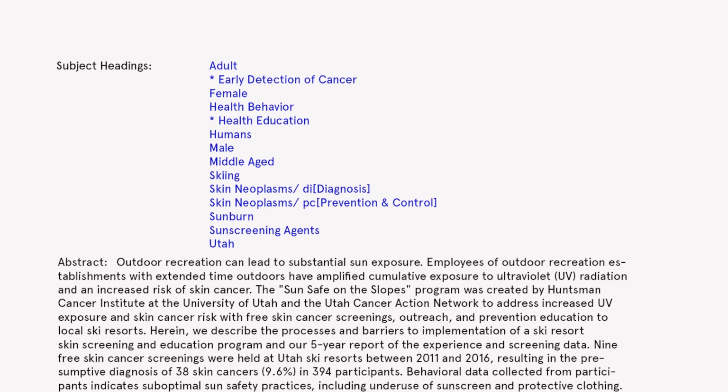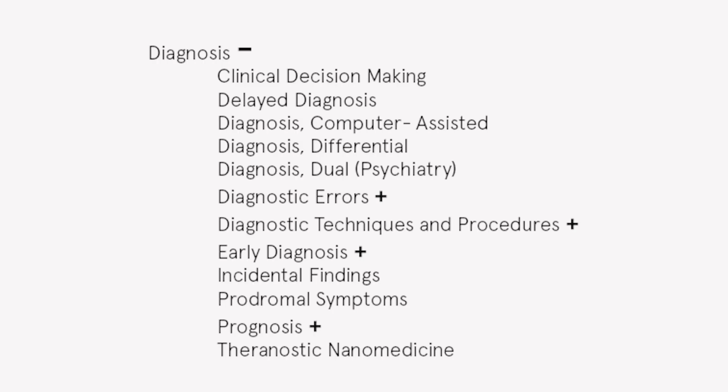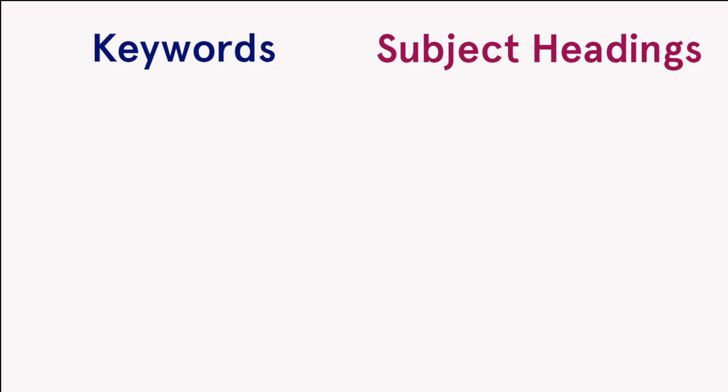By using subject headings, the database has a consistent way of describing what an article is about, regardless of which words the author has used. They could refer to cancer screening using different terms, but the article can still be found under the heading Early Detection of Cancer. Subject headings are arranged in a hierarchy, where you can find broader or narrower terms by clicking on the heading itself. So, when should we use keywords and when should we use subject headings?